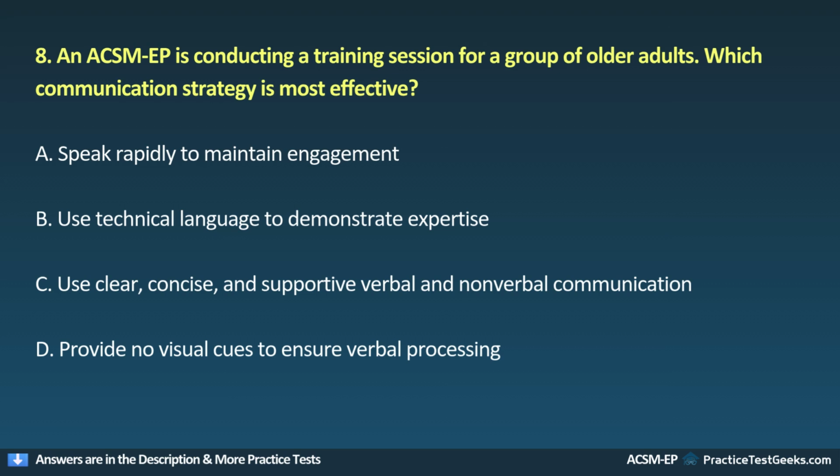8. An ACSM EP is conducting a training session for a group of older adults. Which communication strategy is most effective? A. Speak rapidly to maintain engagement. B. Use technical language to demonstrate expertise. C. Use clear, concise, and supportive verbal and nonverbal communication. D. Provide no visual cues to ensure verbal processing.